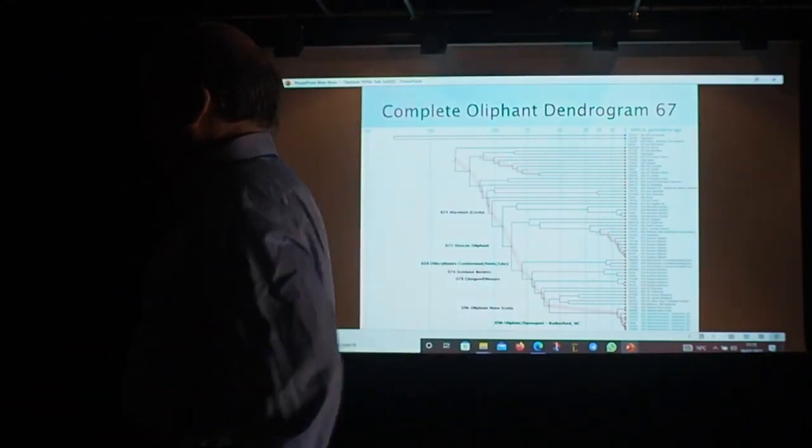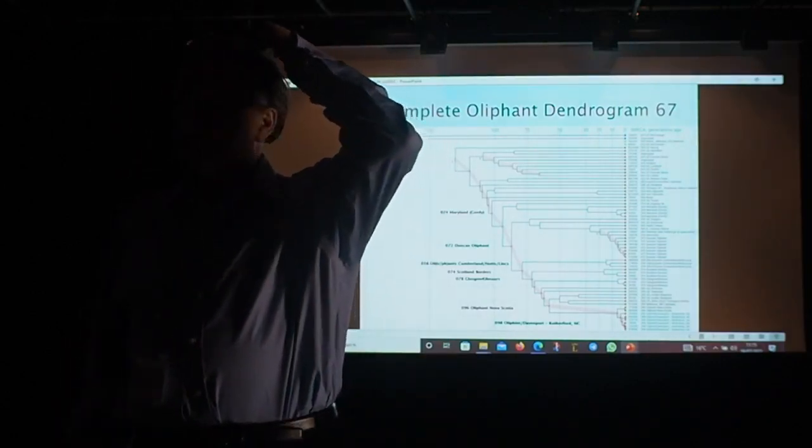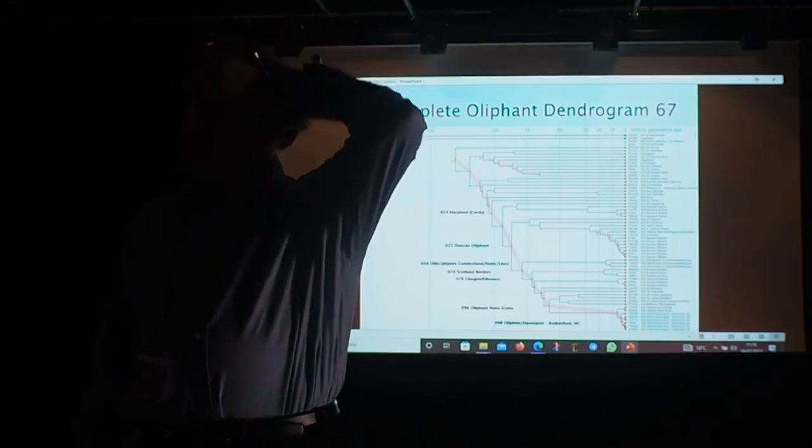Yeah, the Clan Oliphant isn't dependent on your DNA. It's dependent on your surname and your interest in the clan.